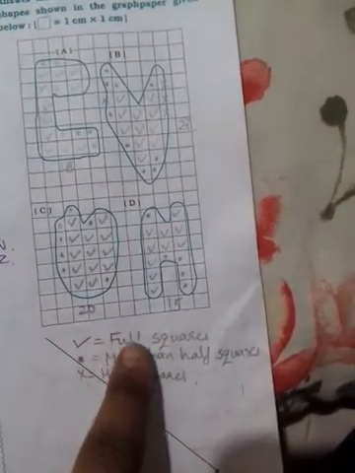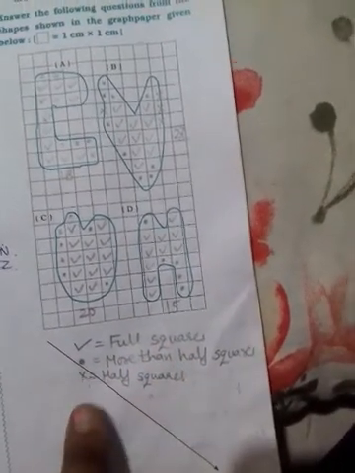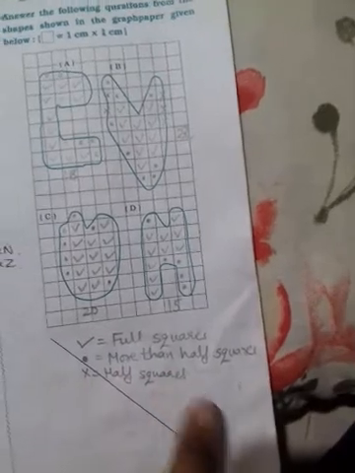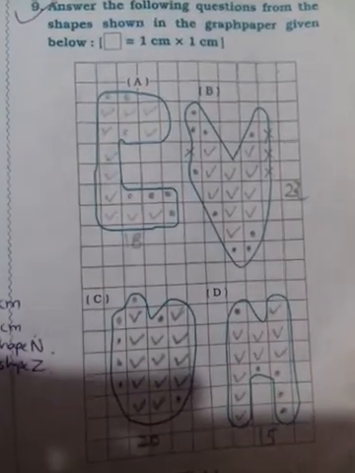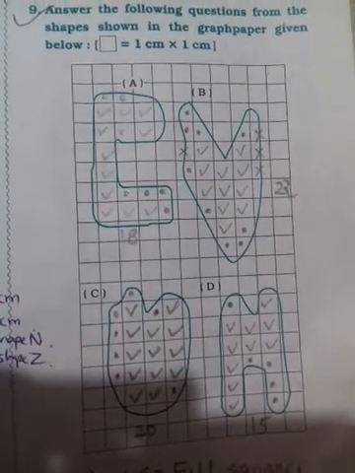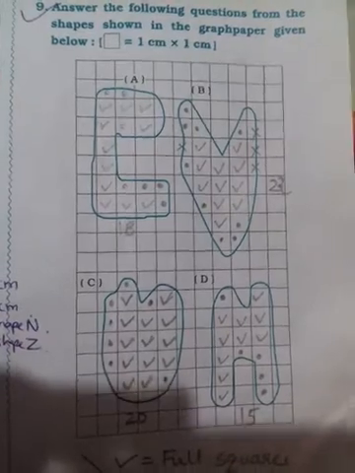Okay, now here you can see I have described that a tick symbol is considered a full square, a dot is more than half a square, and a cross is half a square. Now you can see in figure A I had made it full squares, that is tick, and I had kept it dot, that is more than half.